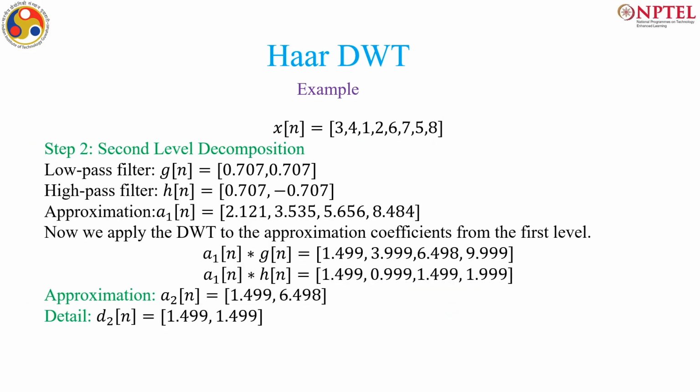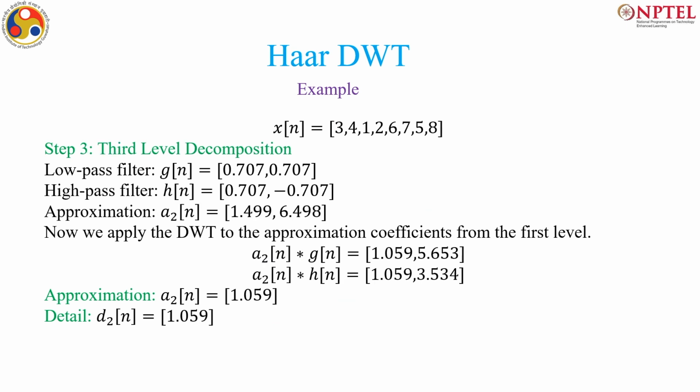Then in the second stage, or second level, we take the approximation coefficient obtained in the previous operation and repeat it. I convolve with the low pass and high pass, and I get this, and again I do the decimation, and I get the next level approximation and detail coefficient. I request you to do this either manually or using a computer and verify the results, and repeat it with different values of x, so that this concept will be clearer to you.